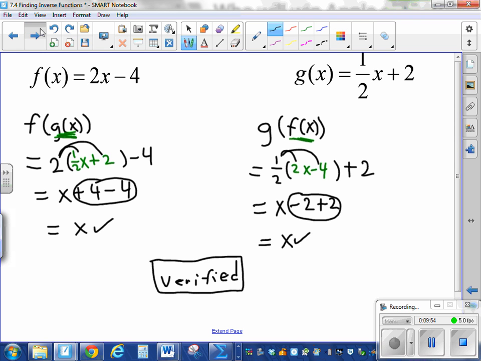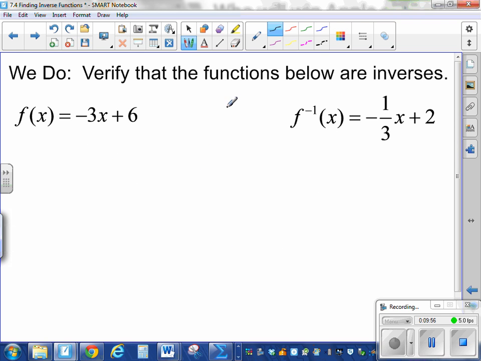Okay, next one. This was supposed to be a we do in class. We didn't get to it. Verify that the functions below are inverses, so the same thing that we did last time. Now notice that it's f of x and f inverse of x. So when you write this, you're going to put the f of f inverse of x.